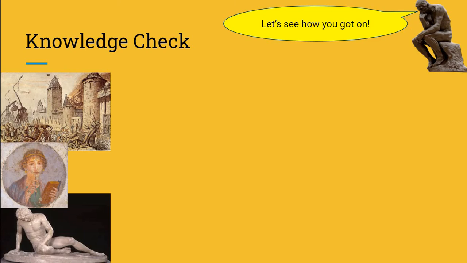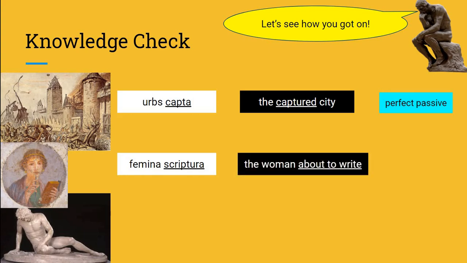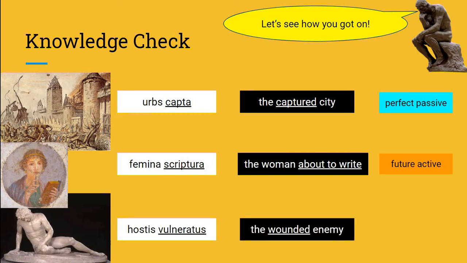In the image at the top, we have an urbs capta, a captured city, and that is a perfect passive participle. In the second image, we have a femina scriptura, a woman about to write, and that is a future active participle. Lastly, in the bottom image, we have a hostis vulneratus, a wounded enemy, and that is a perfect passive participle. Well done if you managed to pair those up correctly, and even more well done if you managed to translate as well.